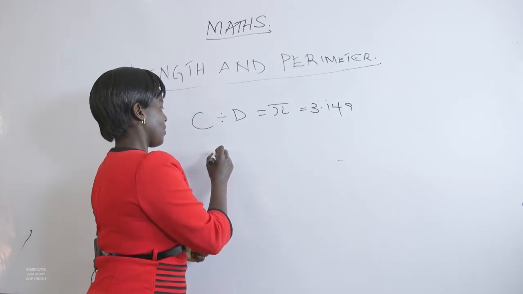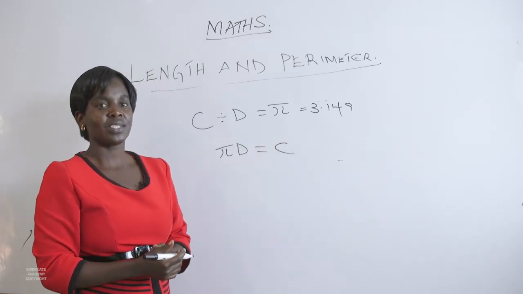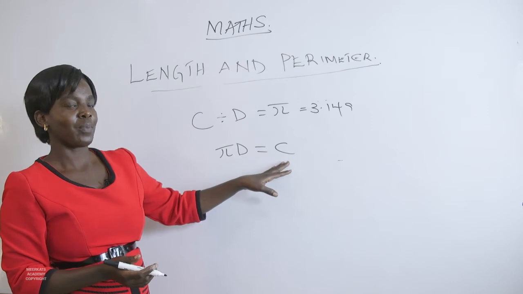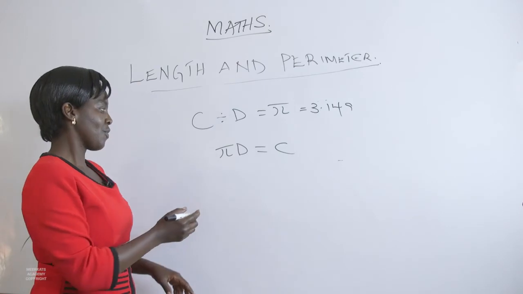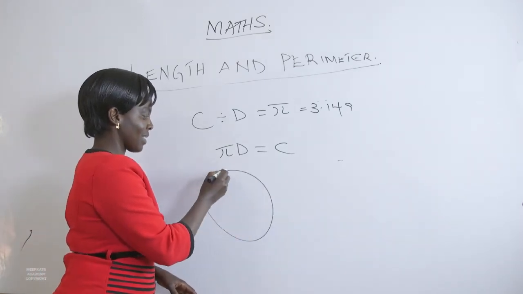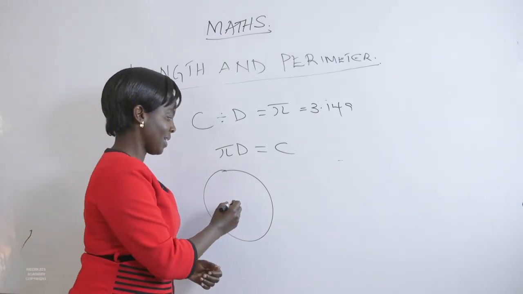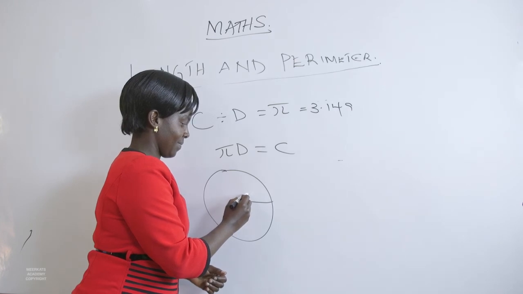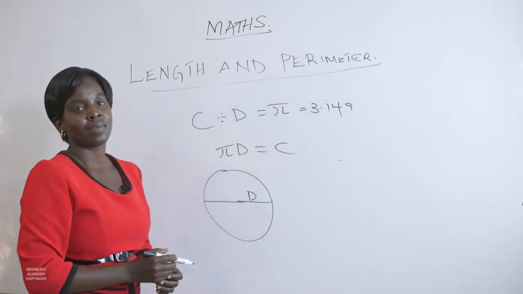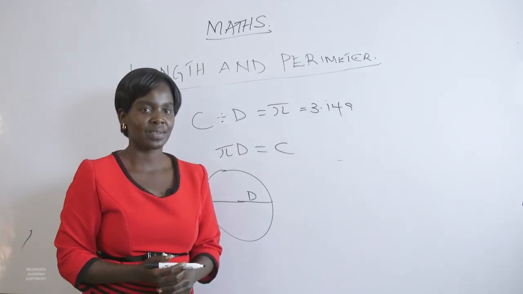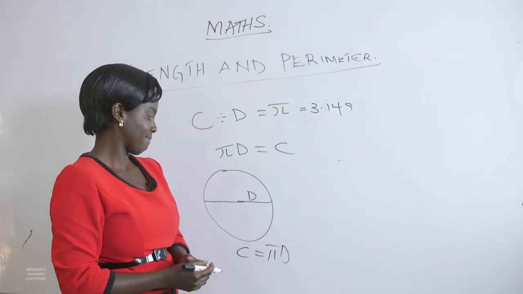So then for us to be able to get the circumference, we multiply pi times diameter. So the formula for getting the circumference of the circle is pi d. The formula for calculating the circumference of the circle is pi d.